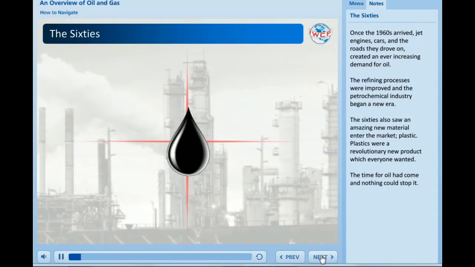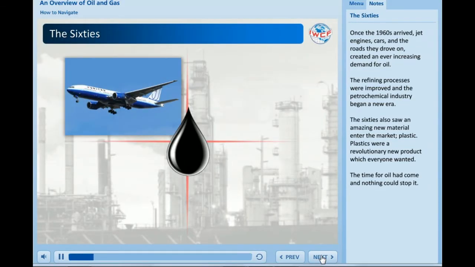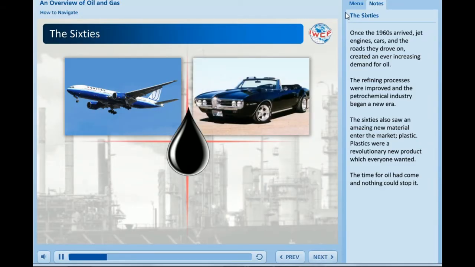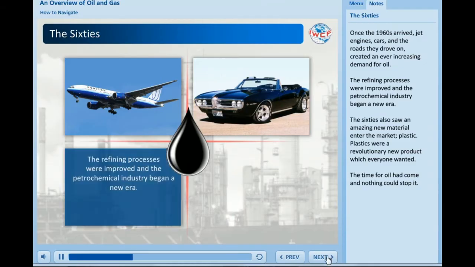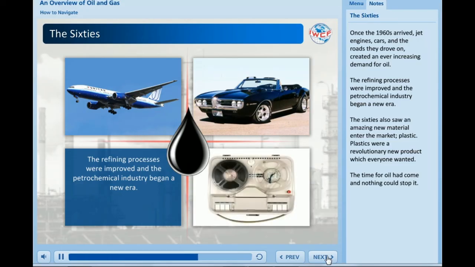Once the 1960s arrived, jet engines, cars, and the roads they drove on created an ever-increasing demand for oil. The refining processes were improved and the petrochemical industry began a new era. The 60s also saw an amazing new material enter the market: plastic. Plastics were a revolutionary new product which everyone wanted. The time for oil had come, and nothing could stop it.